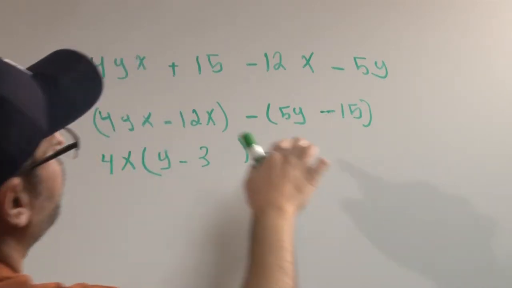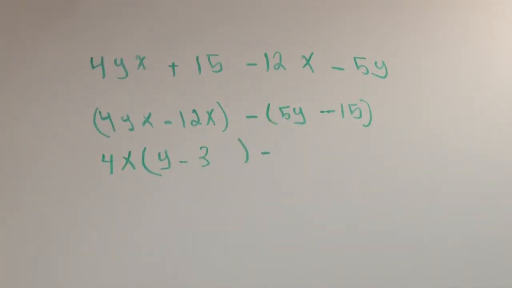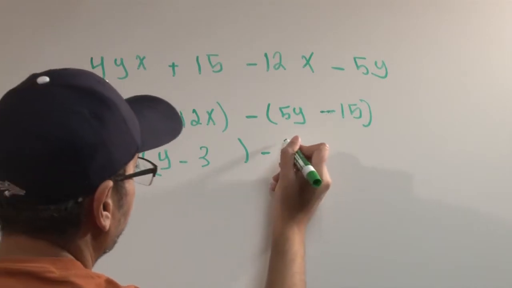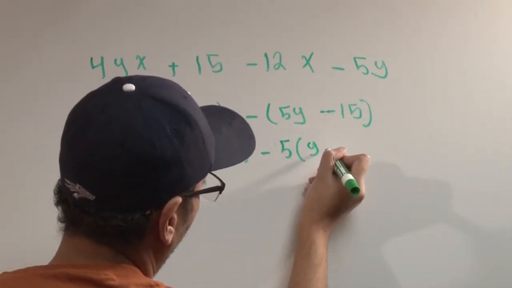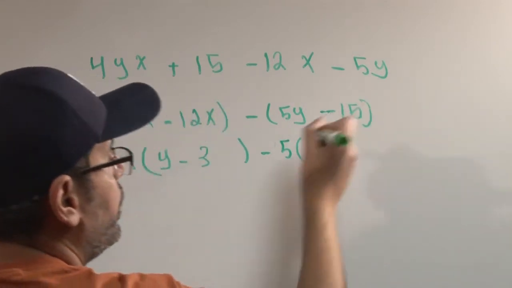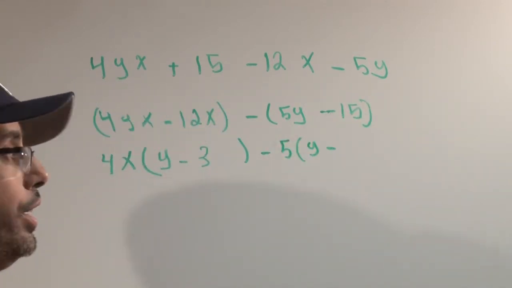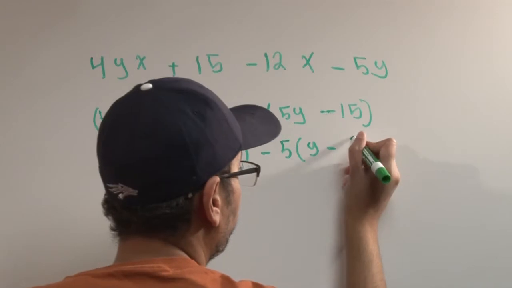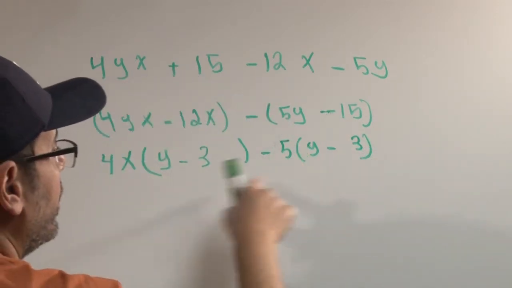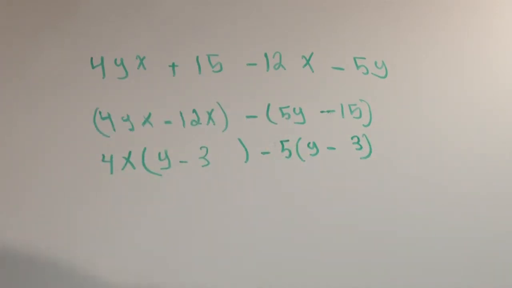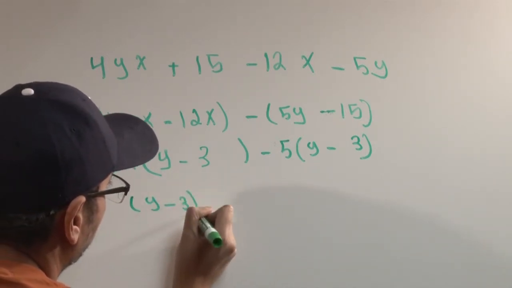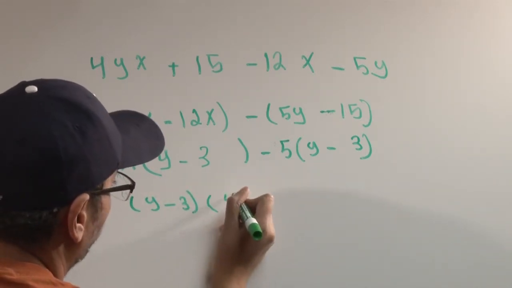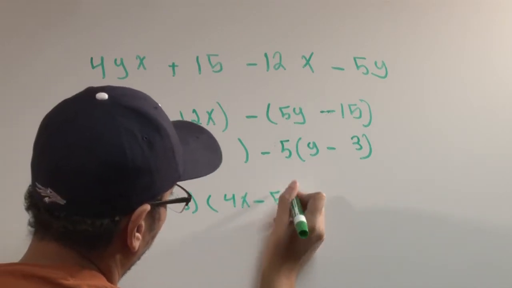What is the common factor here? It's 5. So 5y divided by 5 is y, minus 15 divided by 5 is 3. Look at this. This is the same thing. So here I would say that y minus 3 times 4x minus 5.